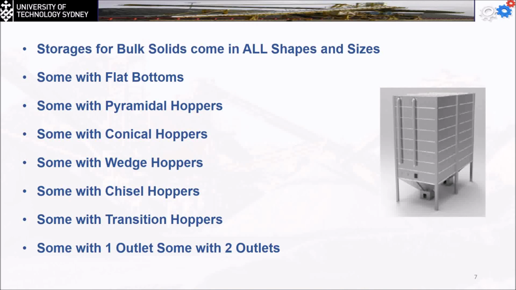The storage for bulk solids comes in all shapes and sizes. This can be with flat bottoms, with pyramidal hoppers, with conical hoppers, with wedge hoppers, and with transition hoppers. And some are going to have one outlet, others may have two. Of course, I think most of you went through near the fish market. There's the cement factory there, and you can see that they already have some silos. Most of them have two outlets. Some may have several outlets to increase the flow rate when you try to empty the silos.